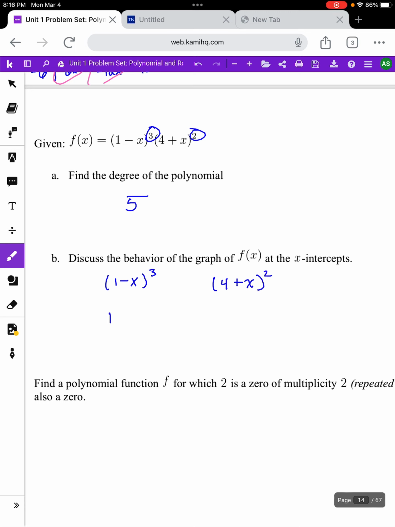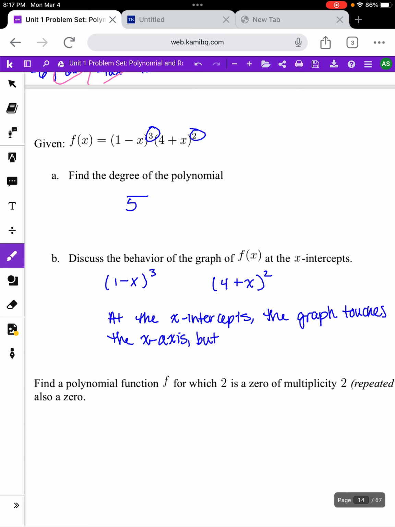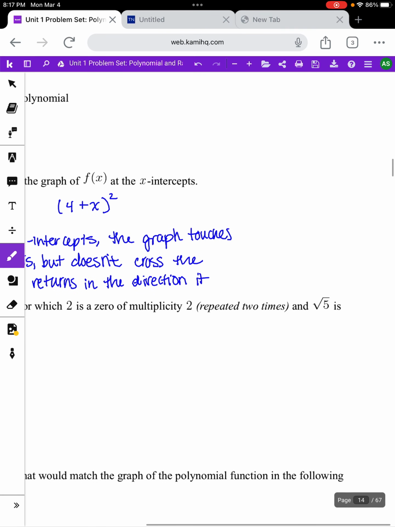So at the x-intercepts, the graph touches the x-axis but does not cross the axis and returns in the direction it came from. Hashtag it bounces.